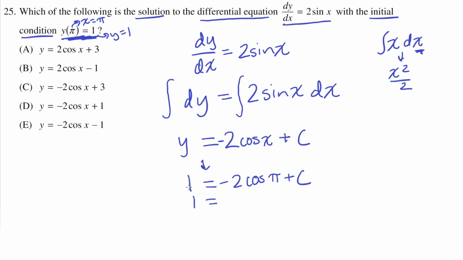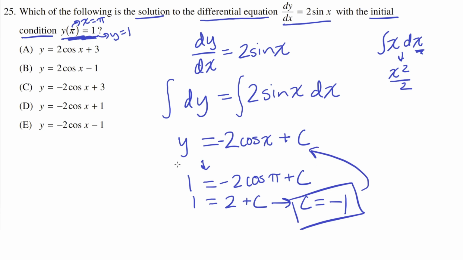So on the left-hand side, we can't do anything. It's just a 1. And on the right-hand side, the cosine of pi is equal to negative 1. And negative 1 times negative 2 is just equal to positive 2, and then plus c. So this means if we subtract 2 from both sides, c is equal to negative 1. So now we know the value of c. We can plug it back into our solved equation for y. So that means y is equal to negative 2 cosine of x minus 1.